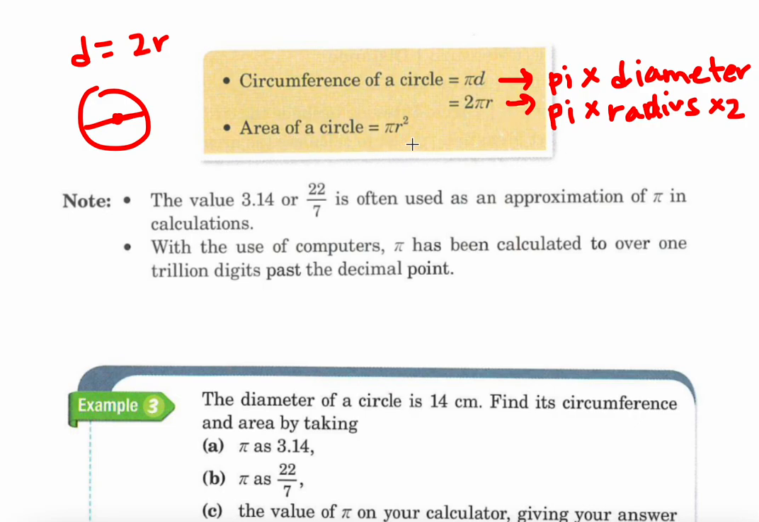The area of a circle is pi r squared. So that's pi times the radius, and since that's squared, that means we're going to times the radius again.